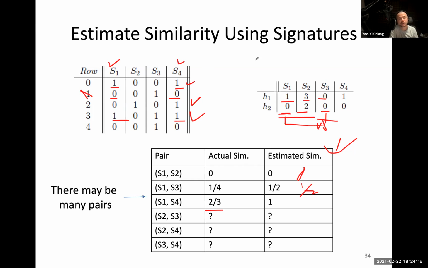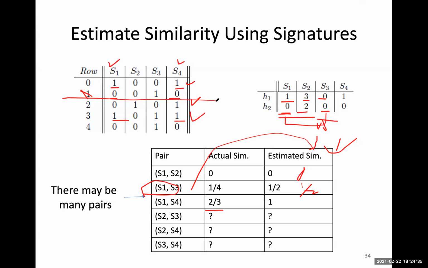Why is S1, S3 has an estimated similarity of 1/2? Shouldn't we just ignore zeros? Because we did not count zeros for here, right? Because 0 is a position. Okay, great. Because 0 is actually a position, it's a character in a long string.